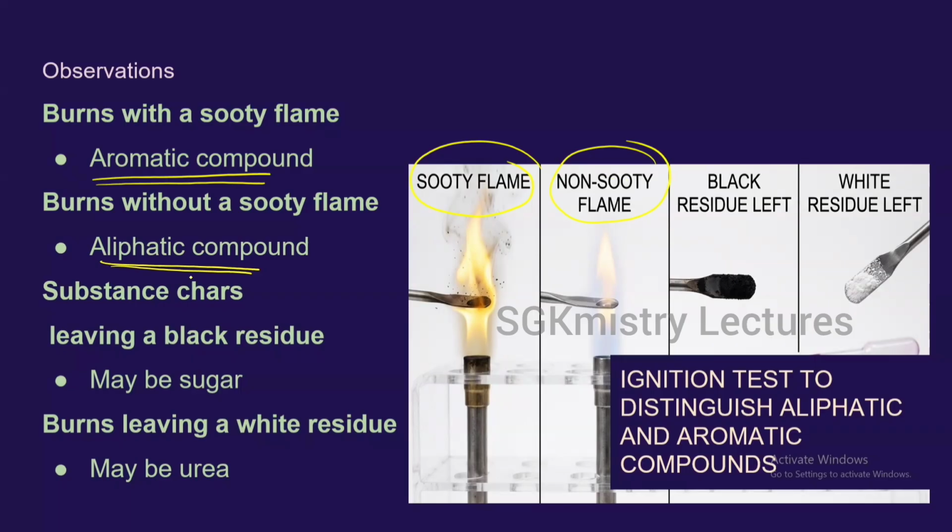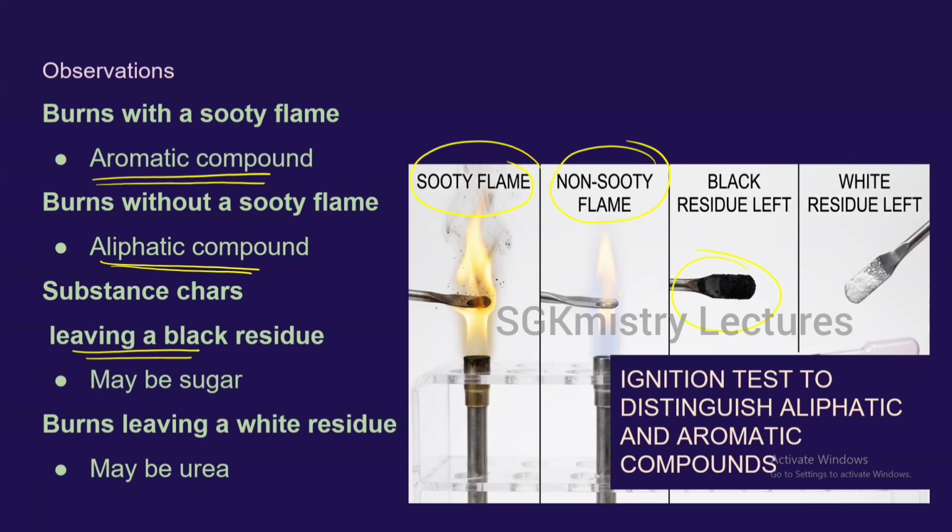Suppose you have been given glucose or urea, here itself in the ignition test you can get a clear idea about what the given compound is. Suppose the substance chars and a black residue is left behind, as you can see in this picture. In such a case, we can say that the given compound may be sugar.